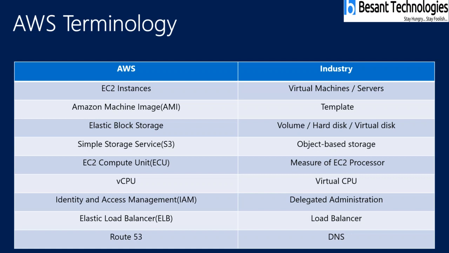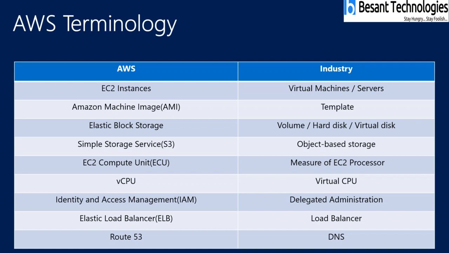We use storage such as hard disks, virtual disks and volumes. In Amazon, it is called Elastic Block Storage, or EBS. Object-based storage in the industry is called, in Amazon, Simple Storage Service, or S3. Measure of EC2 processor: what is the speed of the processor, what is the module of the processor in the industry? In AWS, it is called the EC2 Compute Unit, ECU.